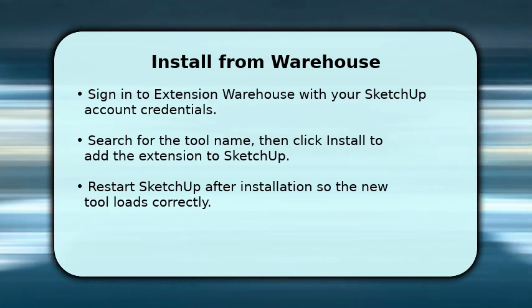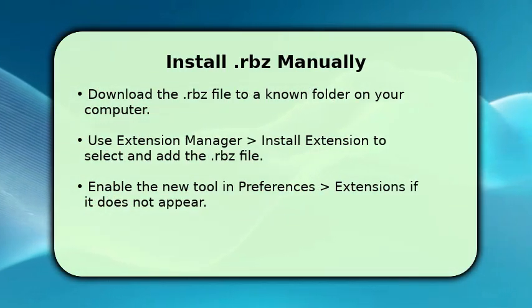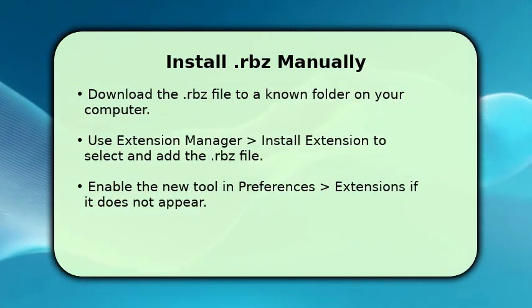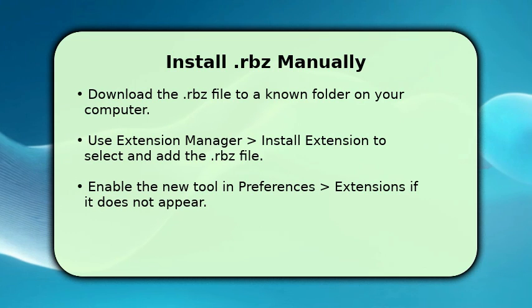Download the extension RBZ file to a known folder on your computer. In SketchUp, open Window, then Extension Manager to install manually. Click Install Extension and navigate to the downloaded RBZ file. Confirm any security prompts to allow file installation to proceed.